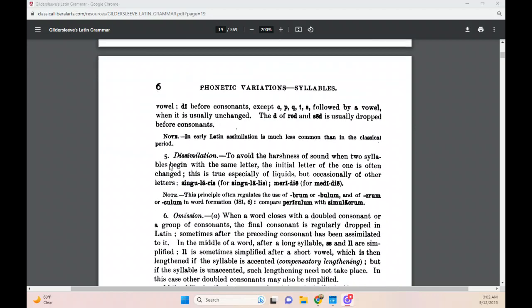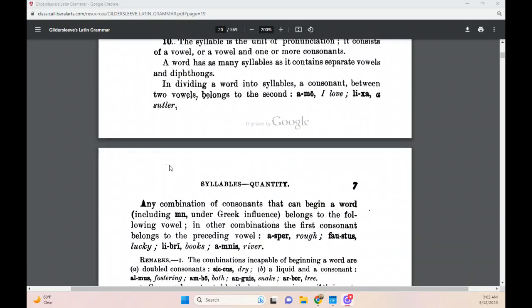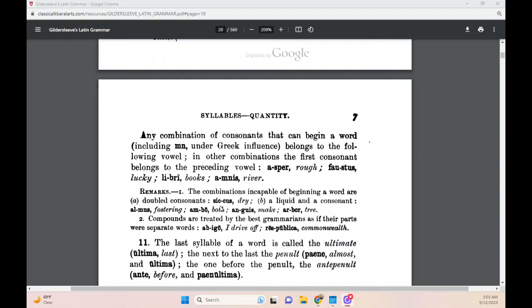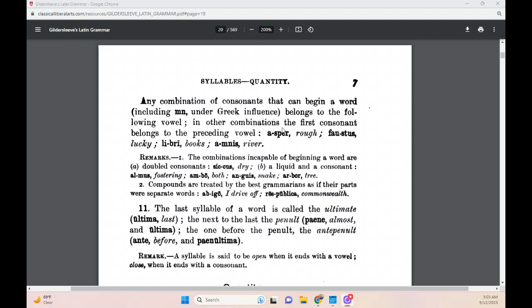So lots of examples. I don't want to make that confusing at all, but I want you to see what the rules actually look like in practice, because we see these things in half of the words that we're going to read in Latin. Now, in the remark here, you may wonder, well, we read that in other combinations, the first consonant belongs to the preceding vowel. We read in other combinations, the consonants are separated. Okay, well, if you want to get into the details of that, this remark here explains exactly what's going on.